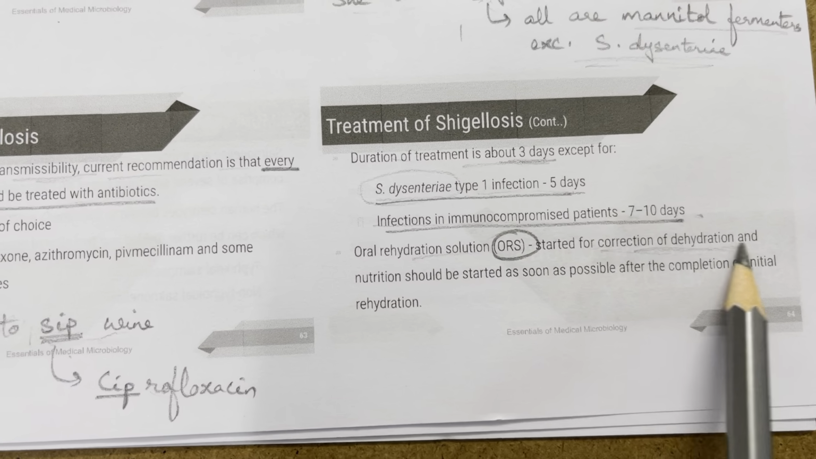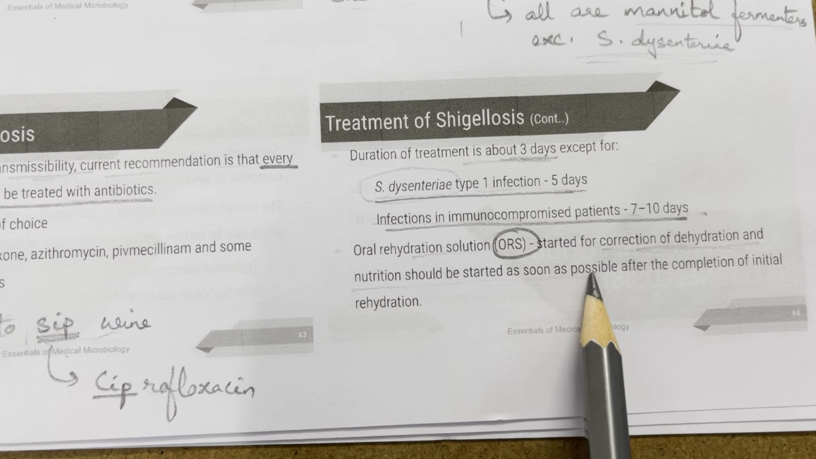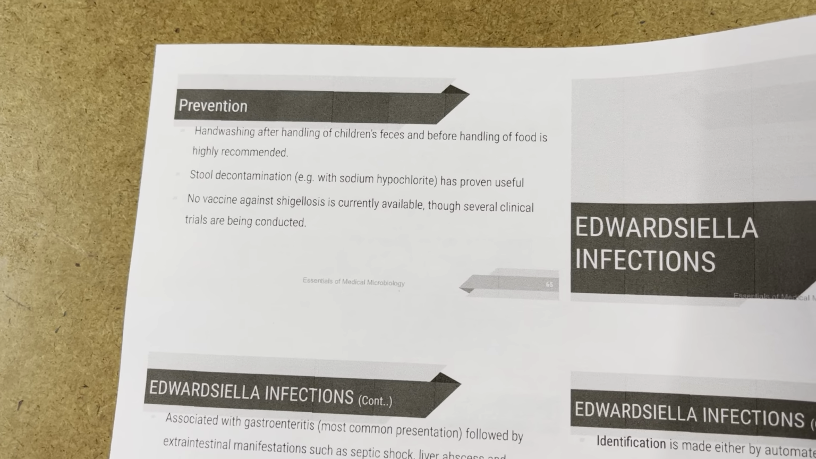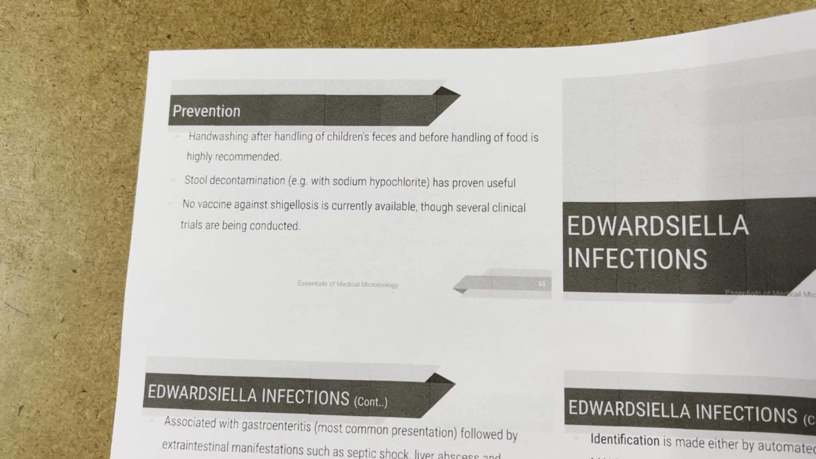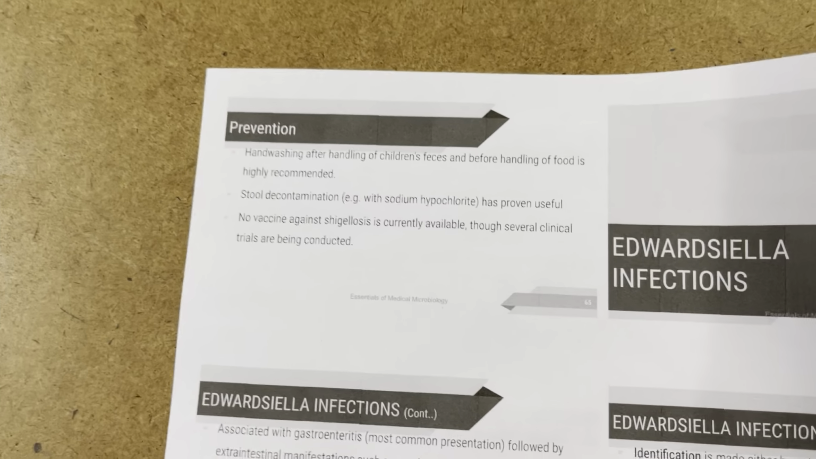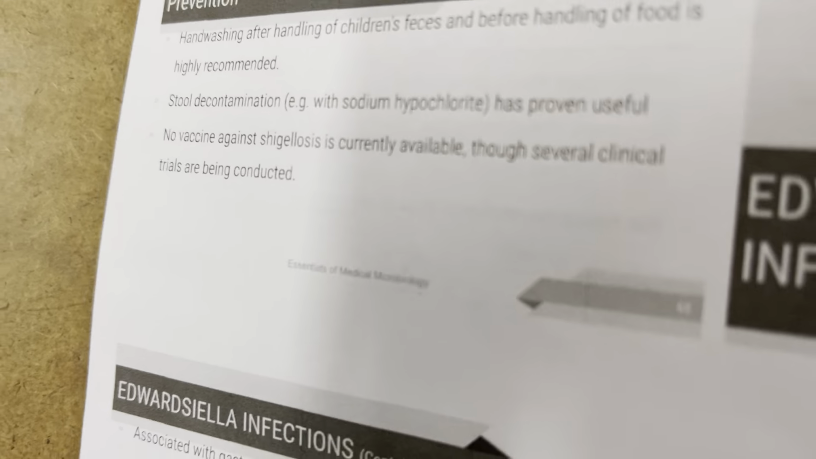ORS is started for correction of dehydration, and nutrition should be started as soon as possible after the completion of initial rehydration. Hand washing after handling of children's feces and before handling of food is highly recommended. Stool decontamination with sodium hypochlorite has been proven useful. No vaccine is currently available, although several clinical trials are currently being conducted.